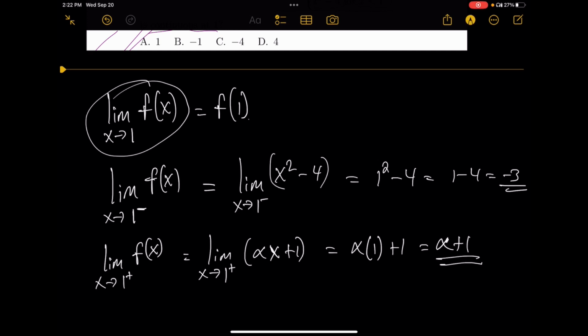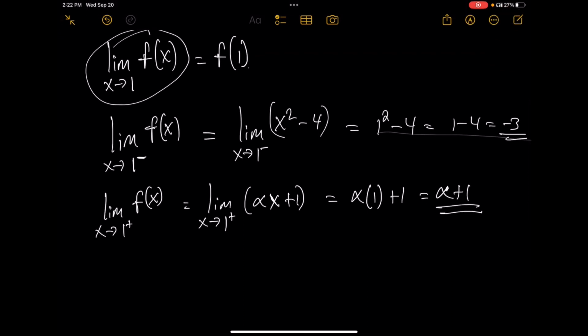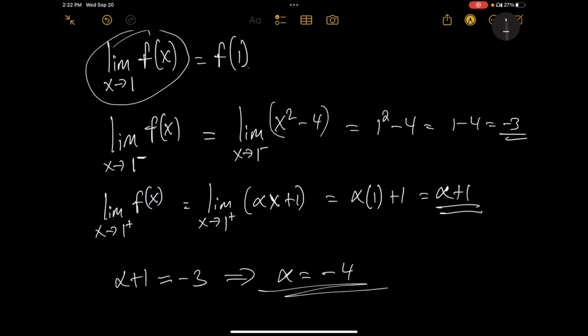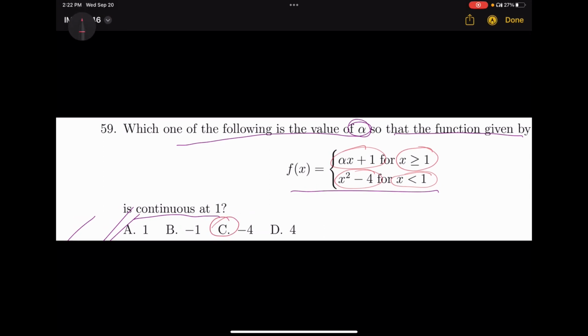Now, for the limit to exist, both the left hand side and the right hand side limit must be equal. Therefore, alpha plus 1 must be equal to negative 3, which implies that alpha is equal to minus 4. Therefore alpha is minus 4.